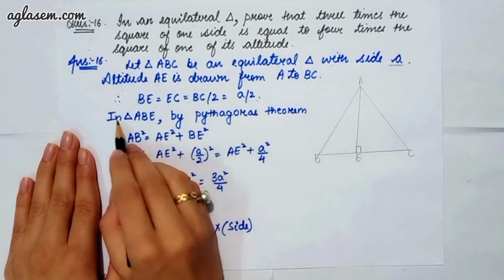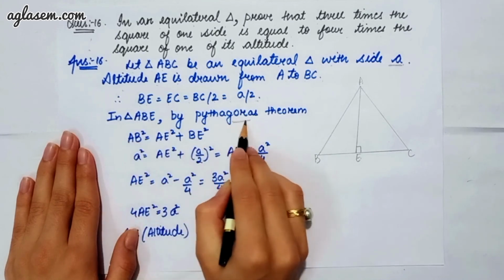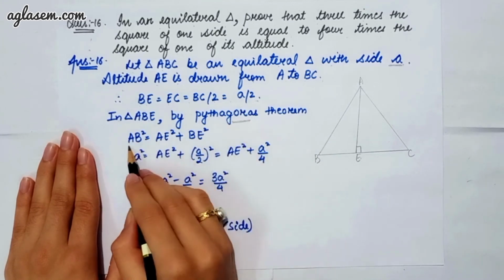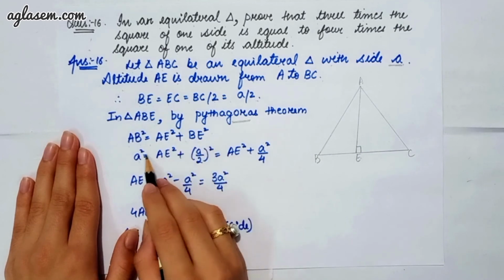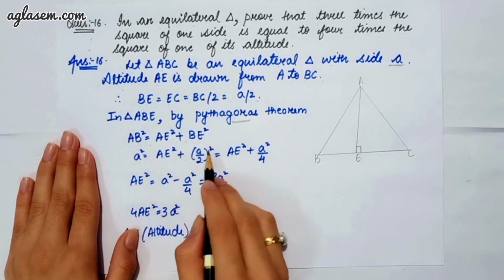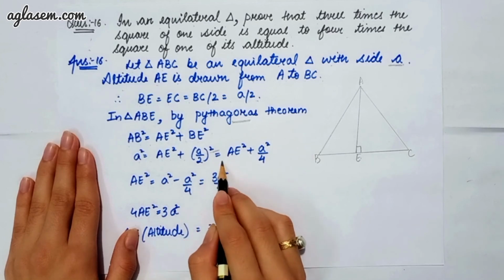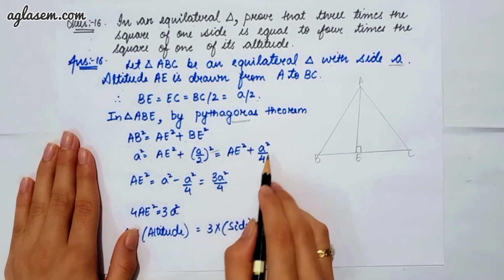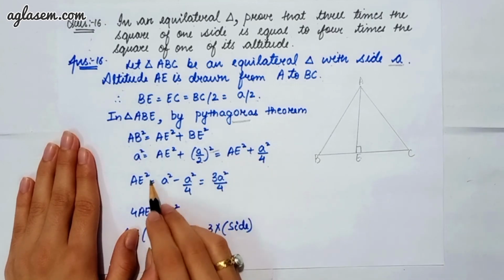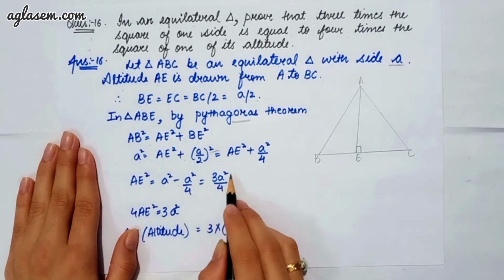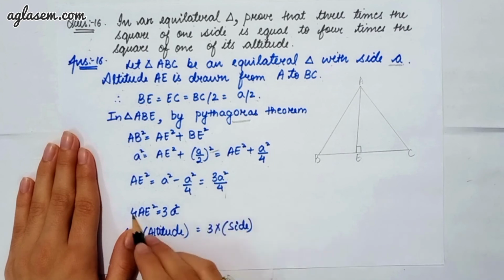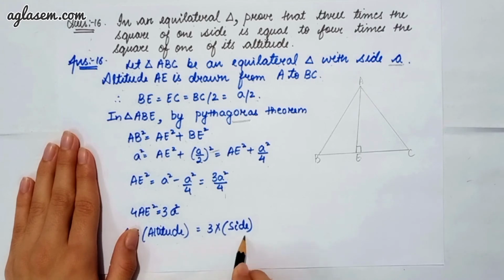So in triangle ABE, we have to apply Pythagoras theorem, that is AB square is equal to AE square plus BE square. So A square is equal to AE square plus (A upon 2) whole square is equal to AE square plus A square upon 4. So AE square is equal to A square minus A square upon 4 is equal to 3A square divided by 4. So now 4AE square is equal to 3A square. That is, 3 times the square of the side is equal to 4 times the square of the altitude.